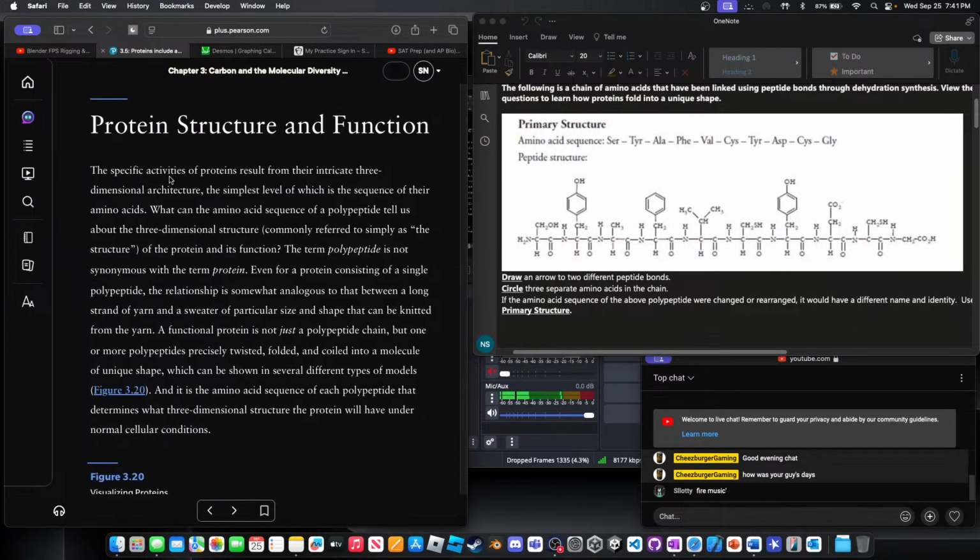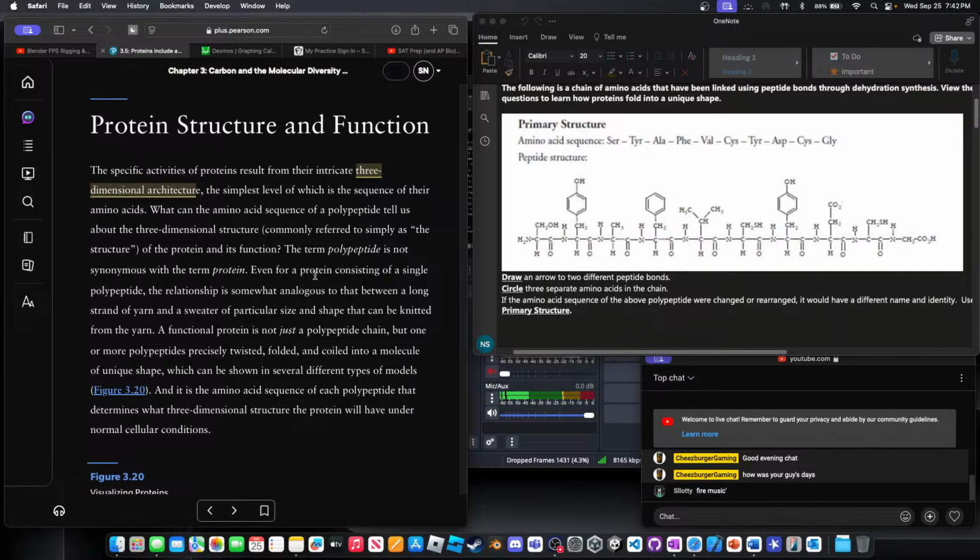And protein structure and function. Okay, the specific activities of proteins result from their intricate three-dimensional architecture, the simplest level of which is the sequence of their amino acids. What can the amino acid sequence of a polypeptide tell us about the three-dimensional structure, commonly referred to as simply the structure of the protein, and its function? The term polypeptide is not synonymous with the term protein, even for a protein consisting of a single polypeptide. The relationship is somewhat analogous.